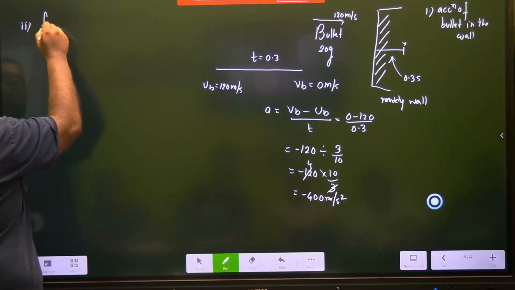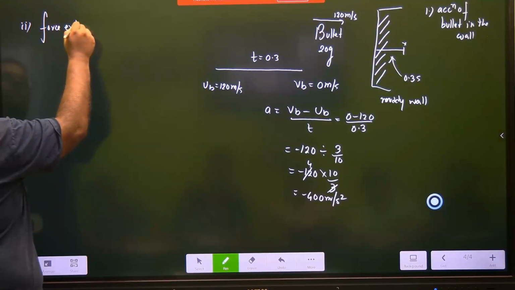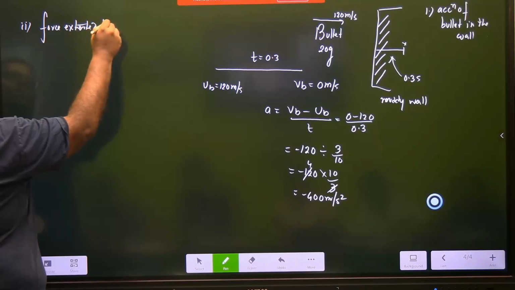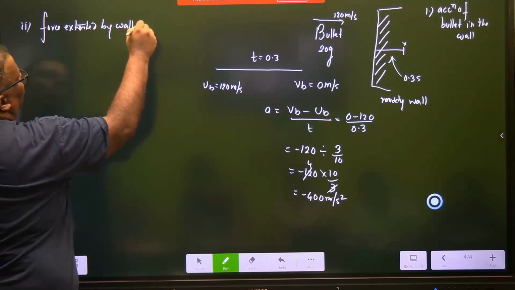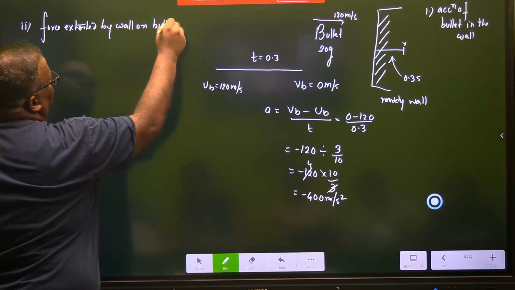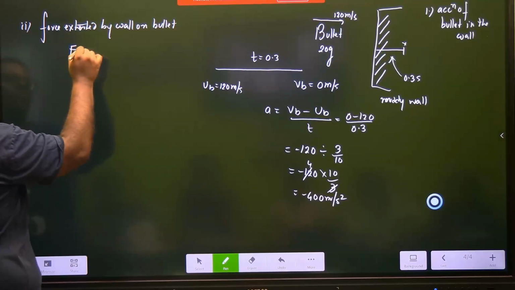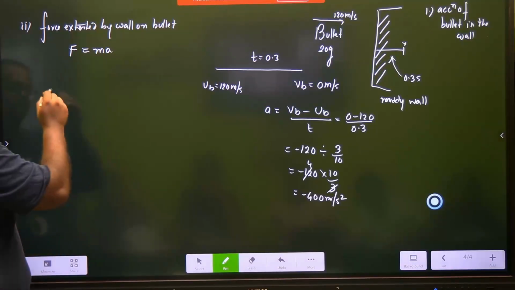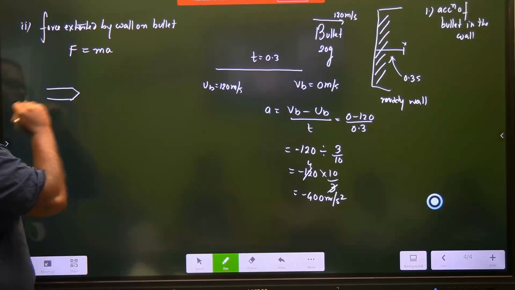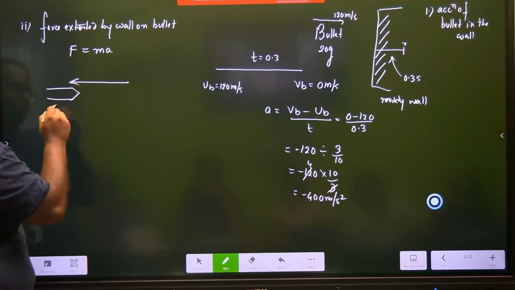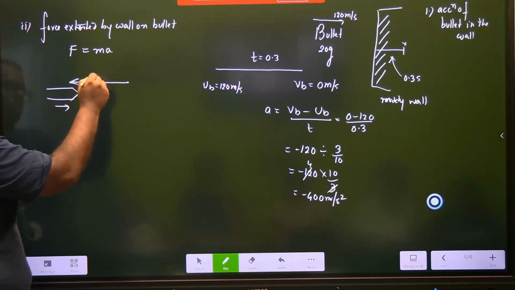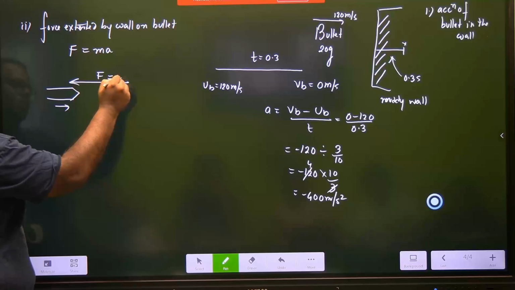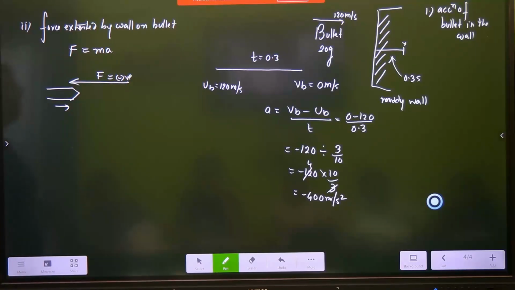Now, force exerted by the wall on the bullet. Generally we know force F is always equal to mass into acceleration. Now look, this is my bullet. The force is coming on this side, the bullet is traveling on this side. So our force will always come negative in this case, which tries to show that the force is acting negative to the direction of the motion of the bullet.